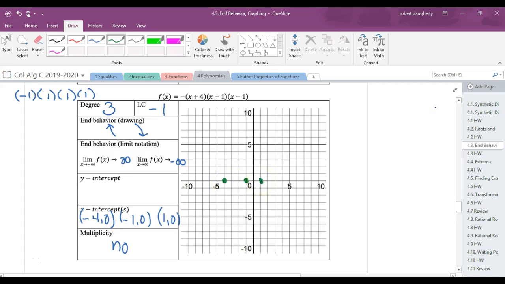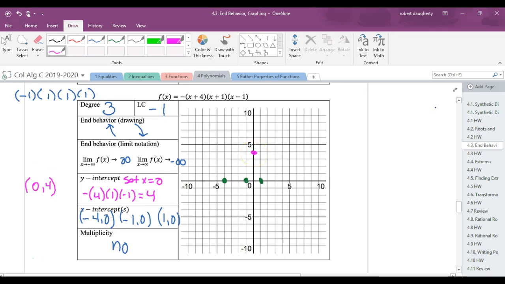The next thing is to find the y-intercept. You find the y-intercept by setting x equal to what? 0. Yeah, x equals 0. If I set x equal to 0 in that equation, I get -4 times 1 times -1. What is that number? 4. So my y-intercept is (0, 4). Okay. Now I know enough to graph this.